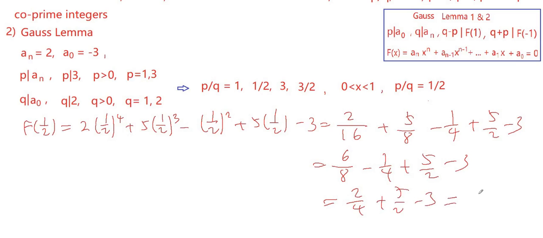So this is really 0. That is 0. This is 1 divided by 2. So 3 divided by 2. So it is 0. So f is 0. That means x minus 1 divided by 2 is a factor.